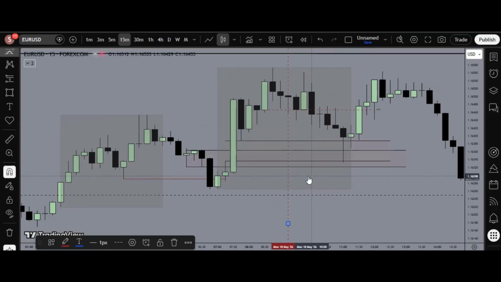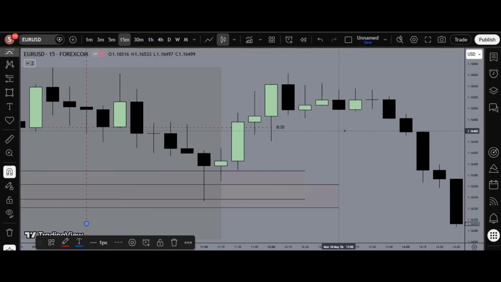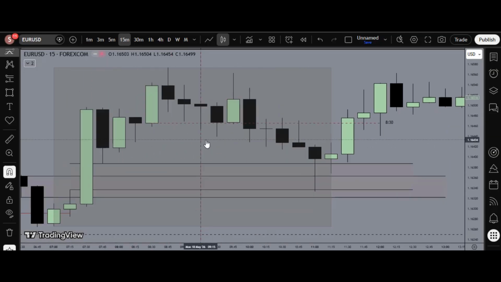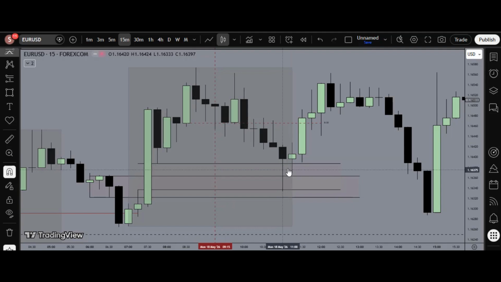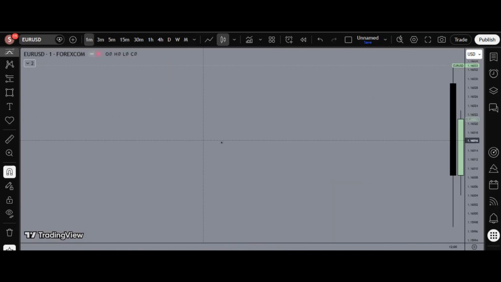Okay, so now you see that price has fallen below the 830 opening price. Look at this 830. So price fell below the 830 opening price. That was why I would consider taking this trade, because we are almost out of our New York key zone. Okay, so let's go to the 1 minute. Let me show you the entry.